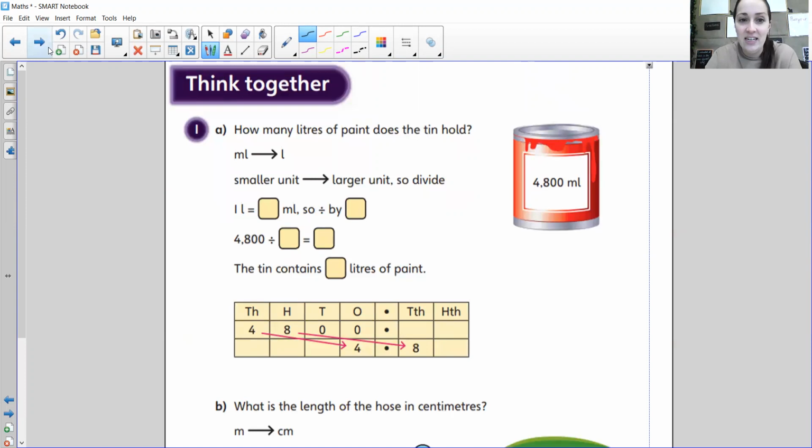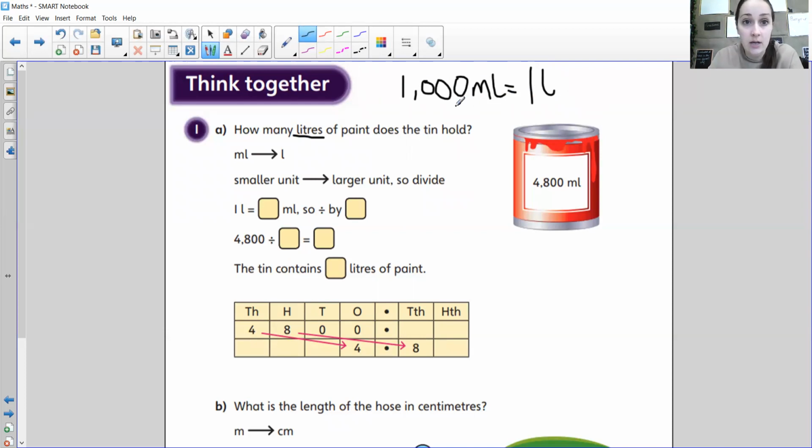Okay, then here is our think together for today. So how many litres of paint does this tin hold? Right, straight away, I saw that word litre. And I know that we're looking at capacity, volume. I'm also starting to think, what else do I know about litres? Well, I know there's 1,000 millilitres in a litre, and I'm going to write that down before I even look any further at the rest of the question. So 1,000 millilitres is 1 litre. I'm going to remember it.